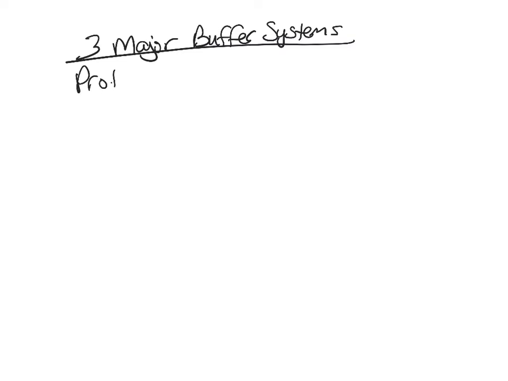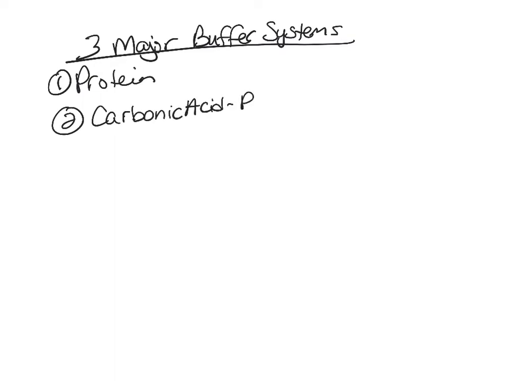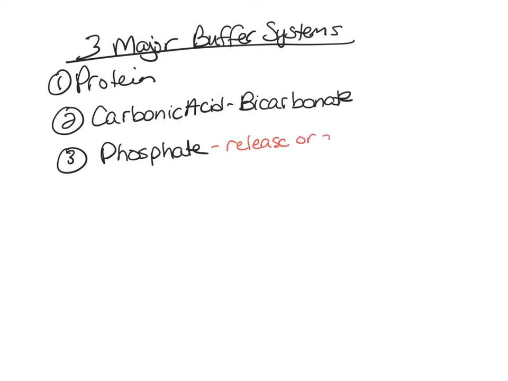There are three major buffer systems. There's the protein buffer system, the carbonic acid-bicarbonate buffer system, and the phosphate buffer system. The phosphate buffer system helps to release or absorb hydrogen, and it helps to buffer the pH of the intracellular fluid and urine.